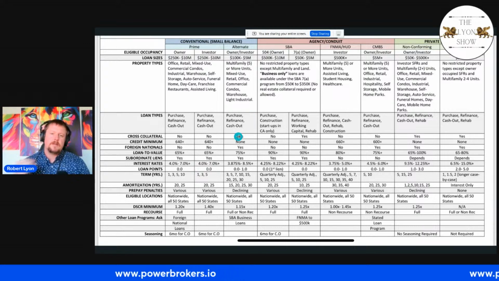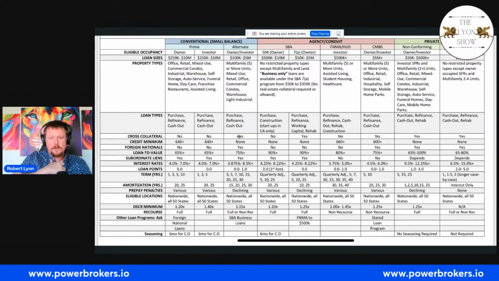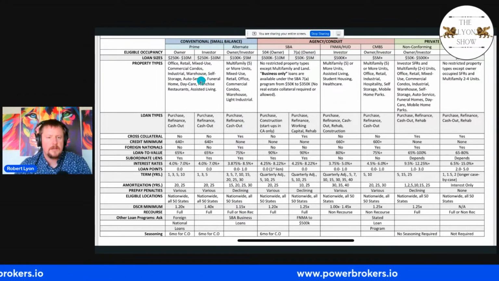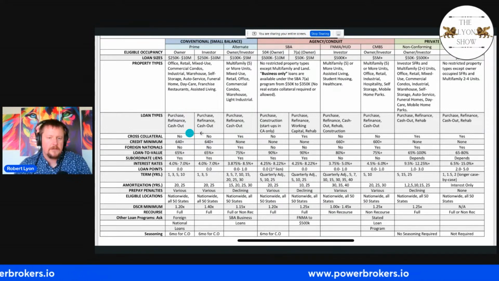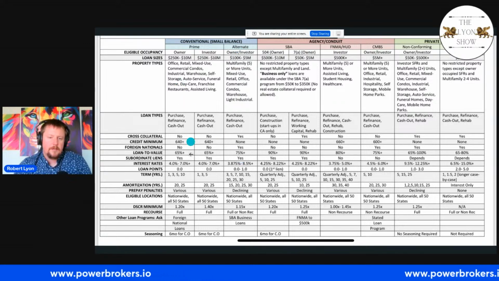So again, if you're trying to buy commercial properties, this is typically what the underwriters are going to be looking at. They're going to be wondering, is their credit score at least above 640? Yes. Do they have any collateral? Not necessary unless you're going for something bigger, like a multifamily or a warehouse or something like that.